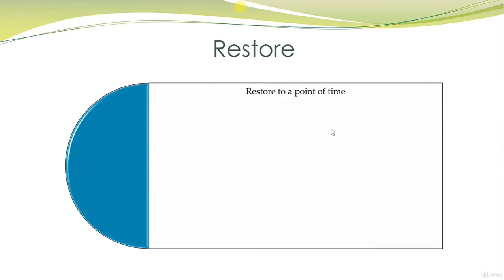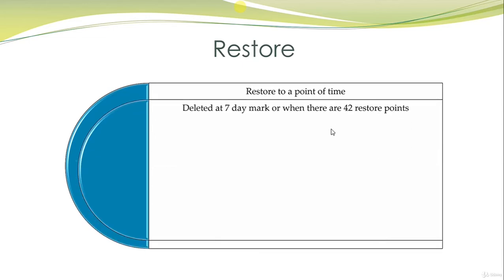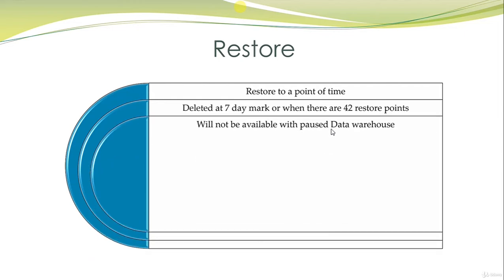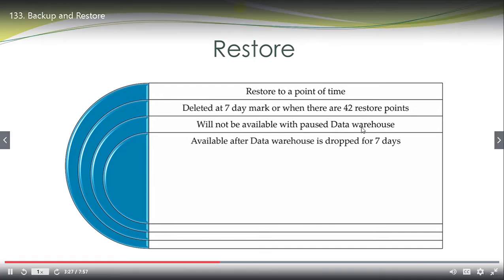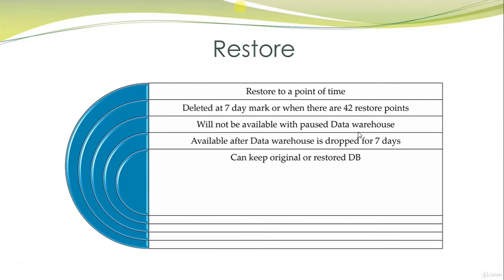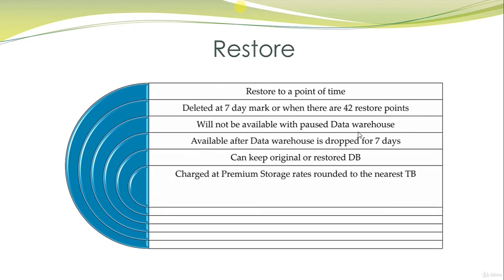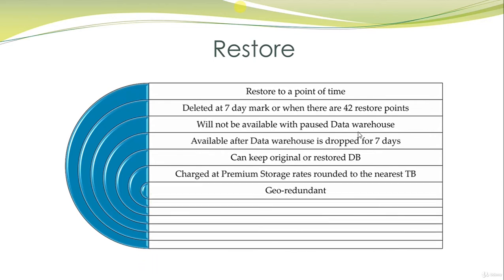Now we use snapshots and these restore to a point in time. These are deleted at the 7 day mark or when there are 42 restore points. They are not available with a paused data warehouse. They are available after the data warehouse is dropped. So if you drop your data warehouse, these are available for 7 days. Keep that in mind. You can keep your original database or you can restore your database to a point in time. You're charged for premium storage rates and they are rounded to the nearest terabyte. You also have something called geo-redundant backup and restore points.